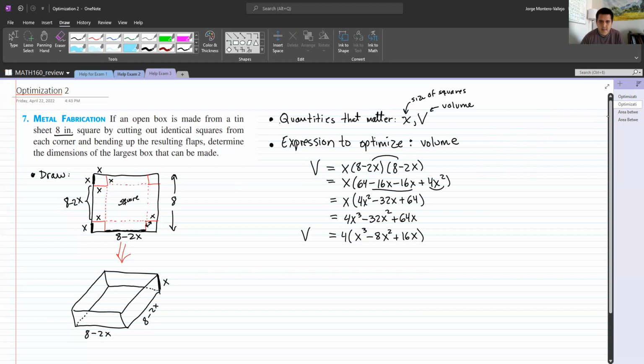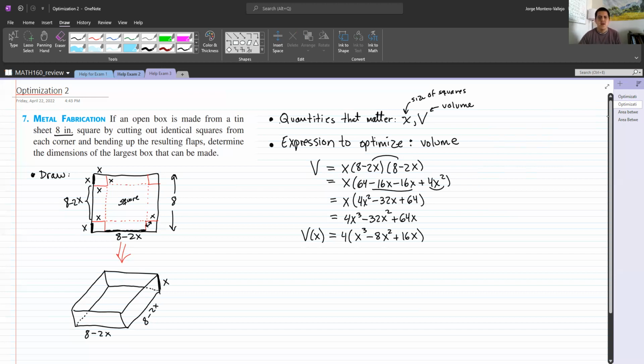We managed, well, it wasn't too complicated, to put it in terms of a single variable, right? It's a function of x, that's why I'm writing V of x. This is not V times x, it's V of x. Okay, what other thing do we need before optimization? We need our interval of optimization, right?